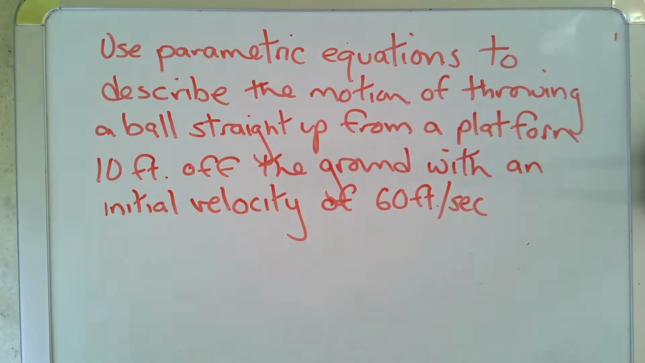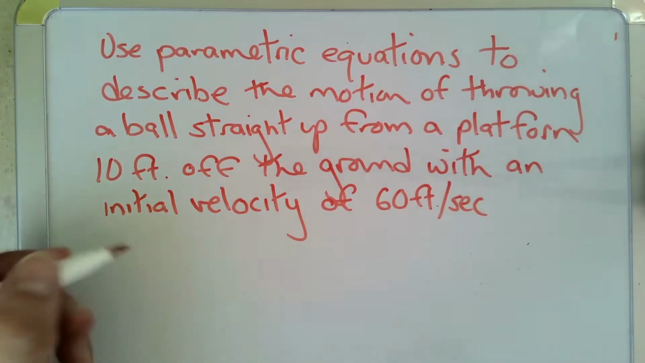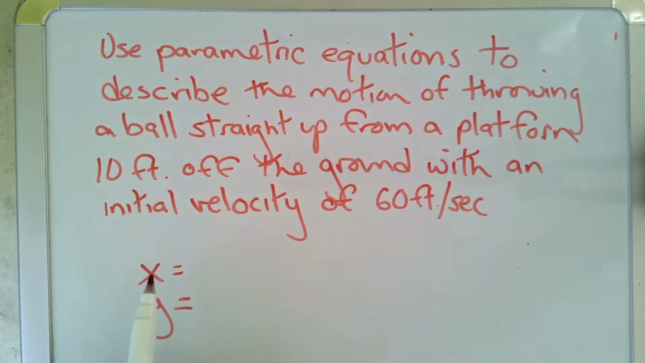So before we get to throwing a ball forward at an angle, let's start with the slightly simpler concept of just throwing it straight up in the air and using parametrics to describe what happens. So if we're throwing it straight up in the air and then it's coming straight back down again, then in terms of its horizontal component, that is simply time. We're not moving left or right. So our x equation is just going to be x equals t.